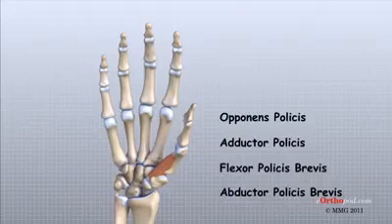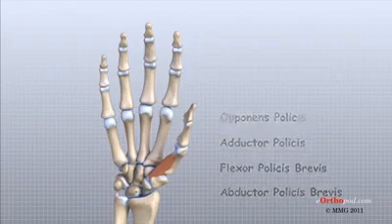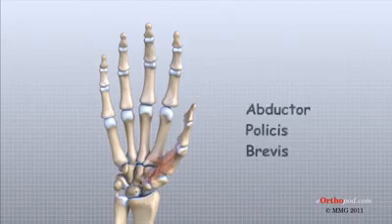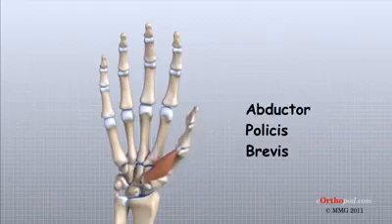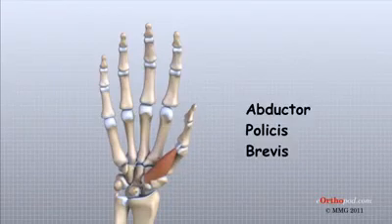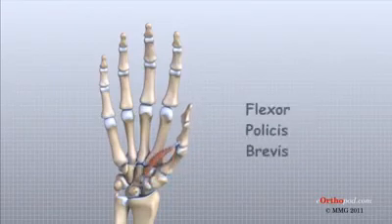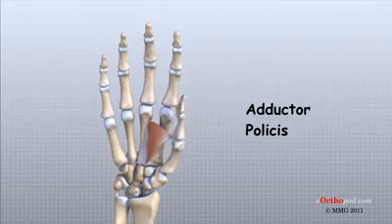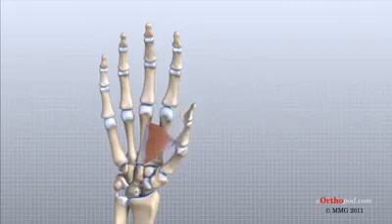Their names give a suggestion of what they do when they contract. The abductor pollicis brevis abducts, or moves the thumb away from the midline of the hand. The flexor pollicis brevis flexes, or bends the thumb. The adductor pollicis adducts, or moves the thumb towards the midline of the hand.